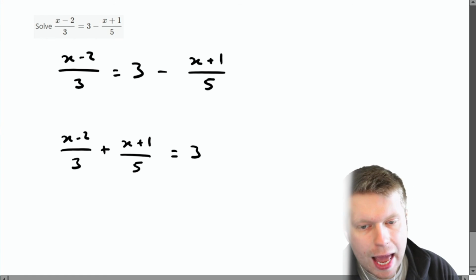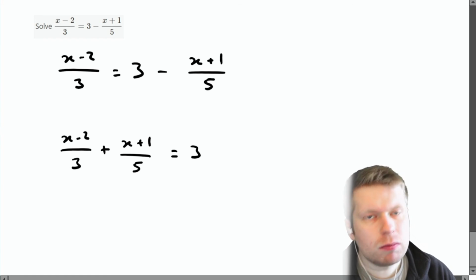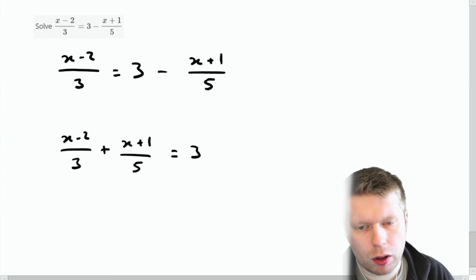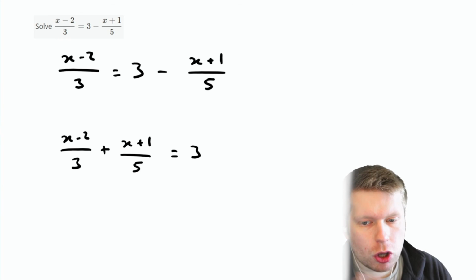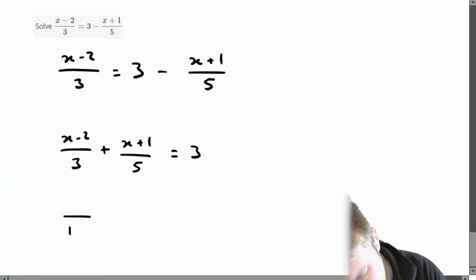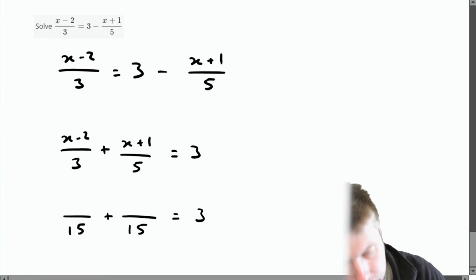Okay, good. Now I can combine this together as one big fraction. Well, this is very similar to what we were doing above. So 3 and 5 are the two denominators at the moment. Make it a common denominator. I'm going to make it over 15. So this is going to be over 15, and this is going to be over 15. And I'm just going to leave the right-hand side alone there.